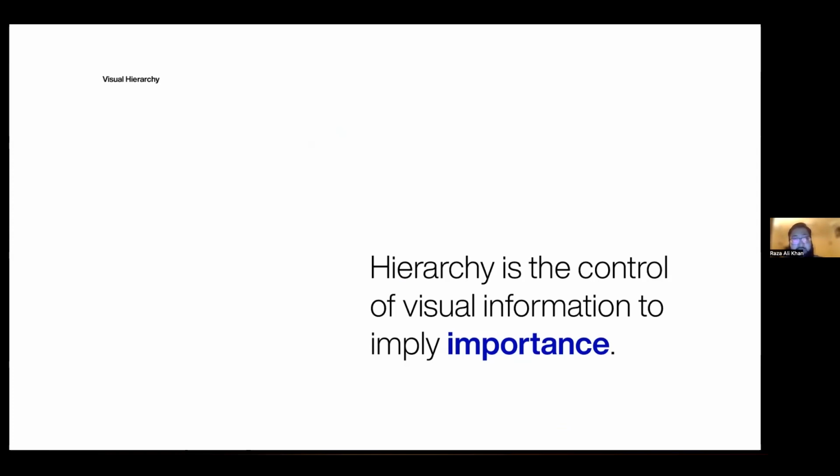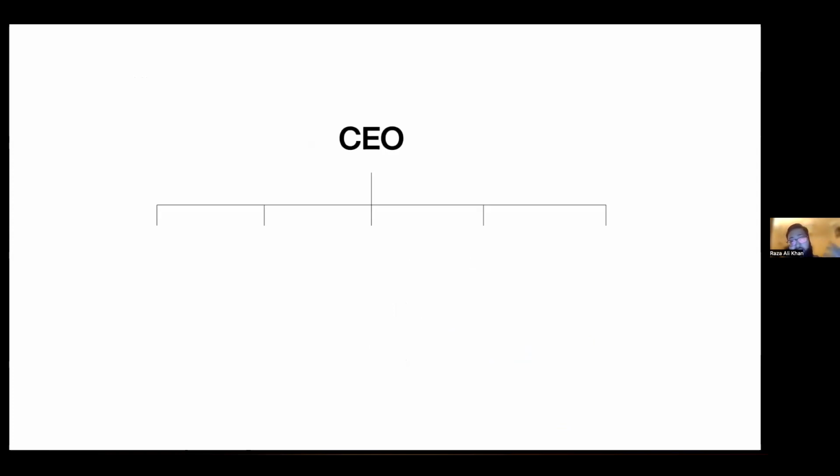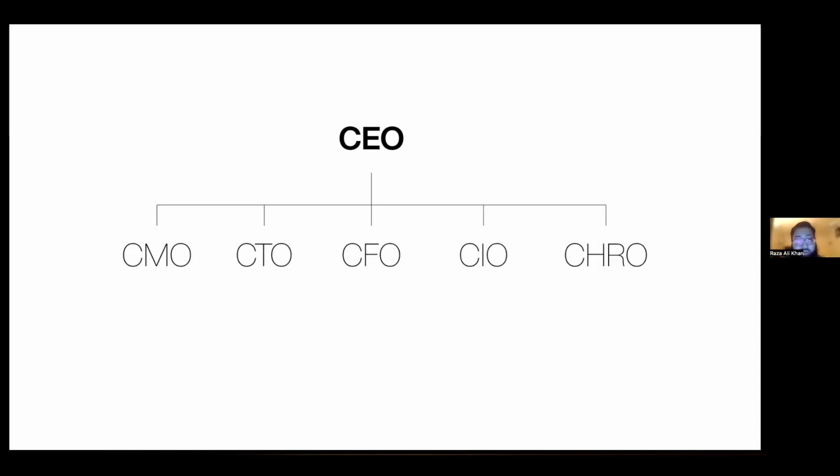In a real life scenario, you must have seen an organization where at the top there's a CEO, and under him there are a lot of C-suites like CMO, CTO, CHRO, CFO, CIO, and so on and so forth. There are a number of people who work under them. So this is also a hierarchy in a real life scenario.